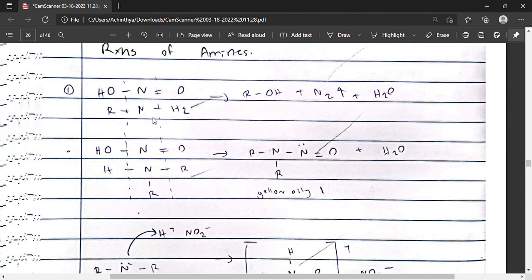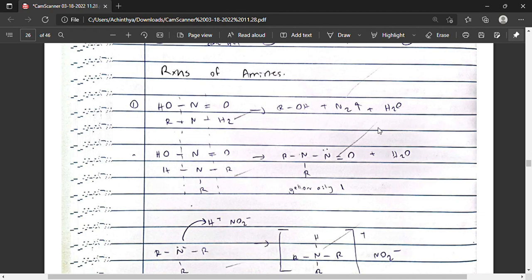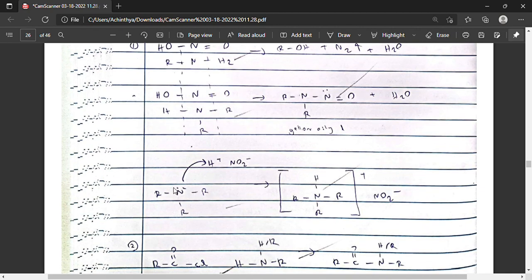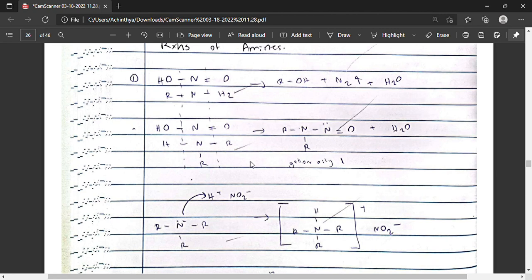If we do so with a secondary amine, we will observe the formation of this yellow, oily substance and water. If you do it with a tertiary amine, we will get this compound, which is pretty much colorless. So by observing the evolution of nitrogen gas, a yellow oily substance, or virtually no change, we can differentiate the primary, secondary, and tertiary amines with nitrous acid.